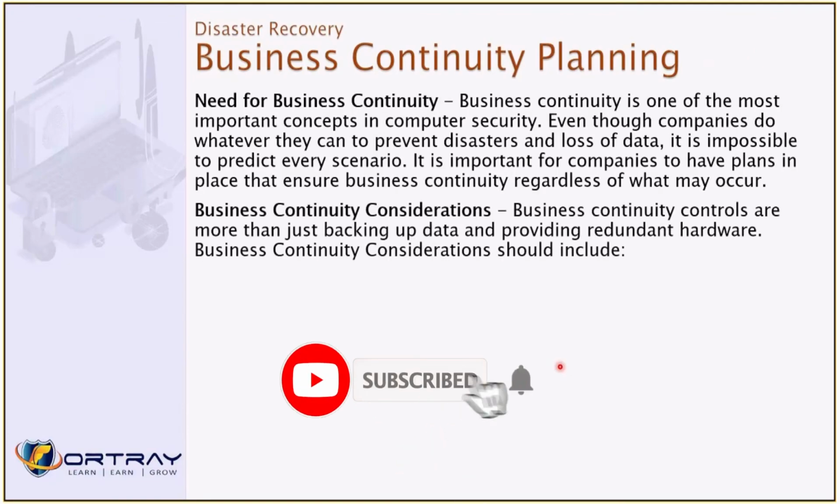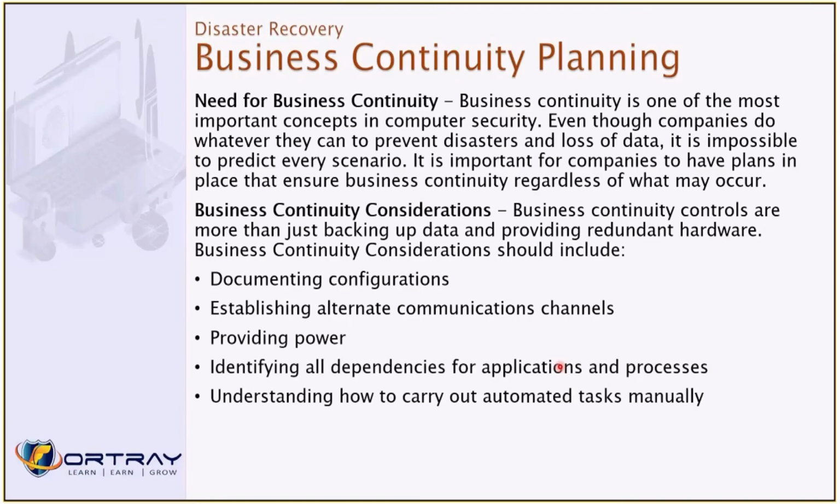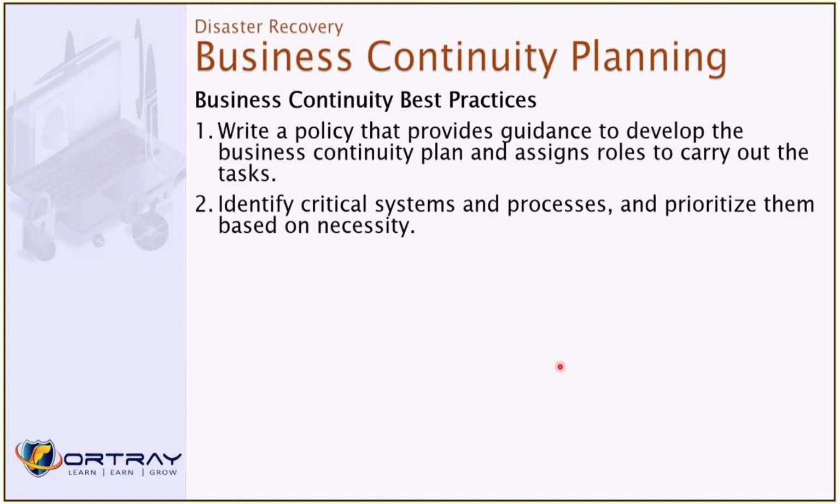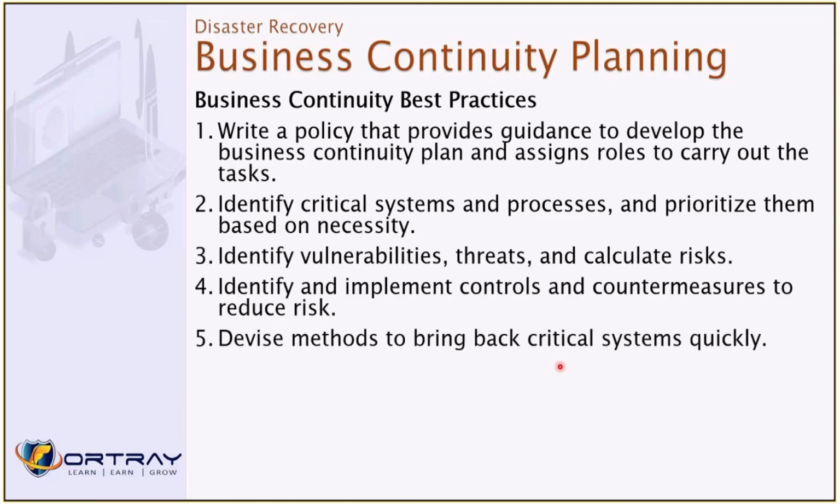Business continuity plan, you need to define documentation, configuration, establishing, providing power. This is all part of the policy write-up: identify critical systems, identify vulnerabilities, identify, implement.